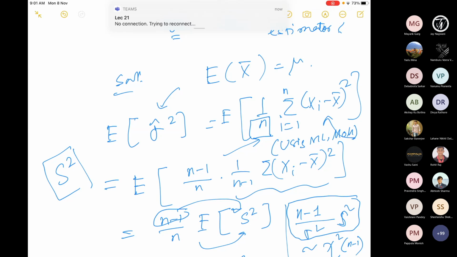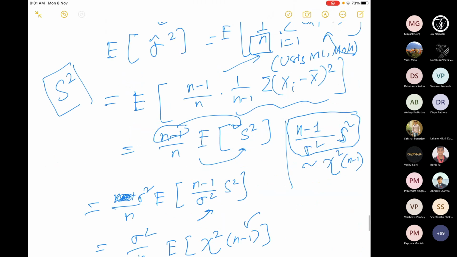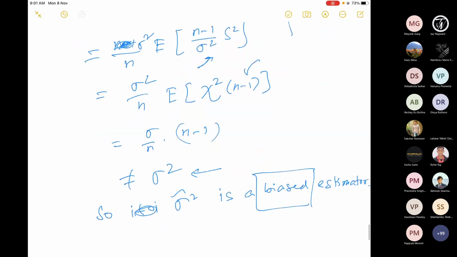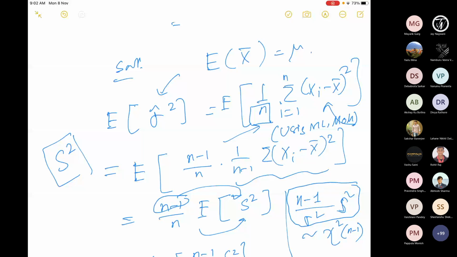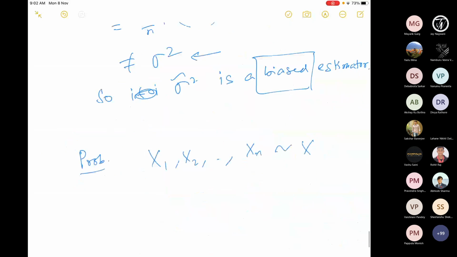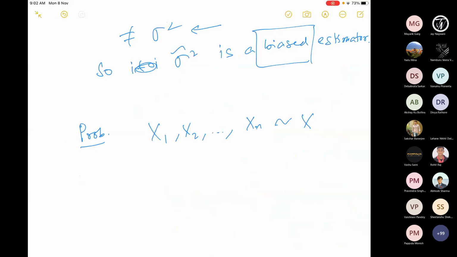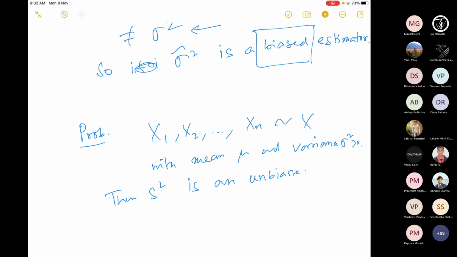For any population, S square, the way we defined it with 1 by n minus 1 instead of 1 by n, is always an unbiased estimator, independent of the population. So if x1, x2, ..., xn is a random sample from X with some mean mu and positive variance sigma square, then S square, you can prove it, is an unbiased estimator.